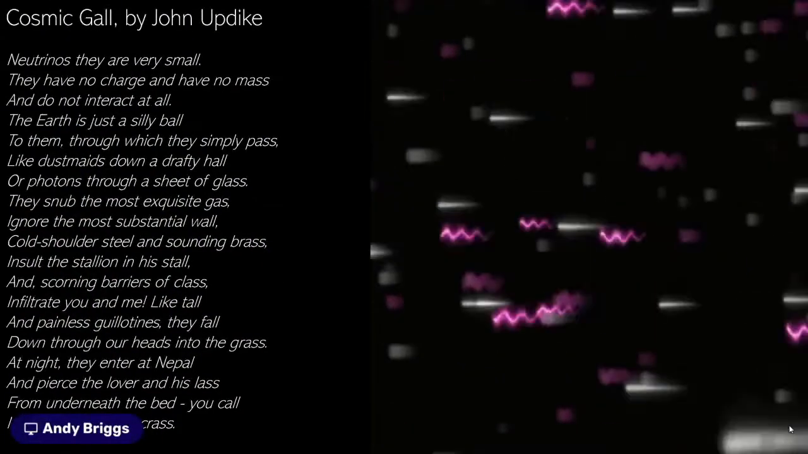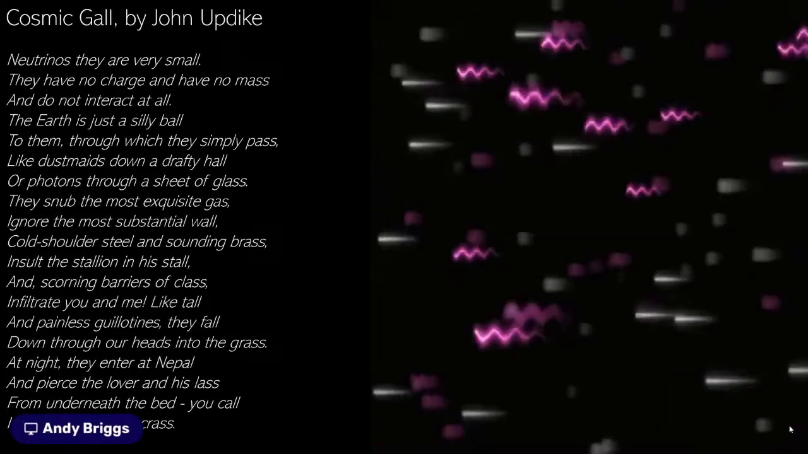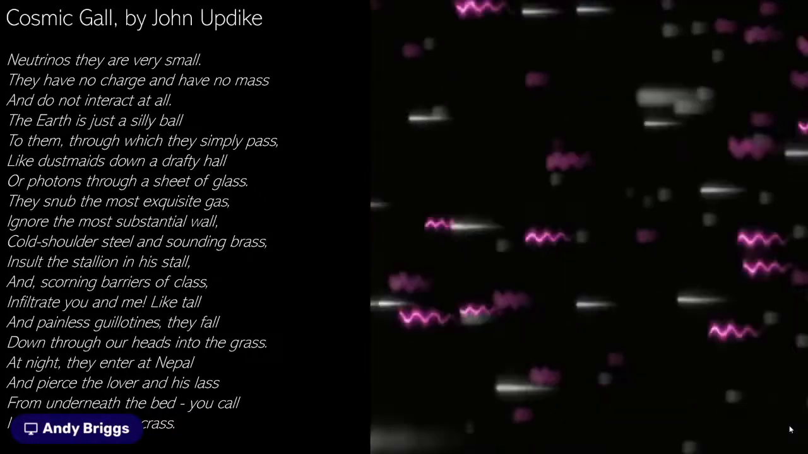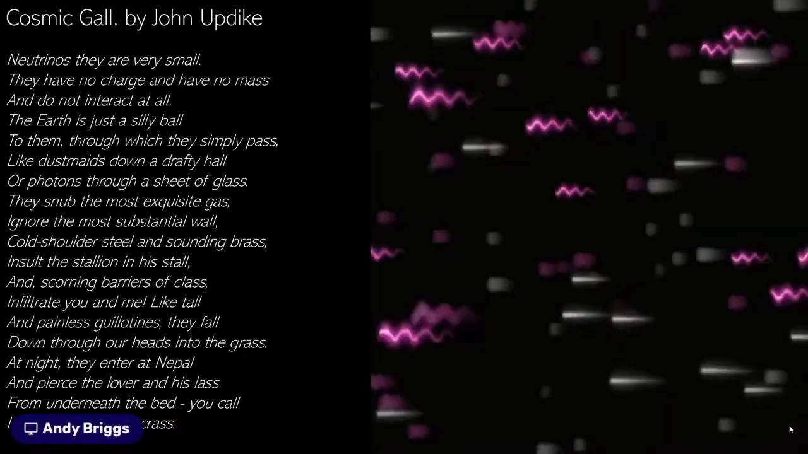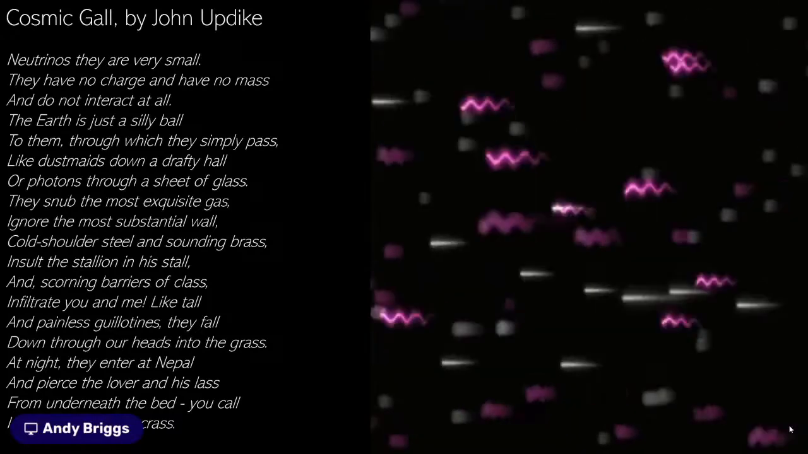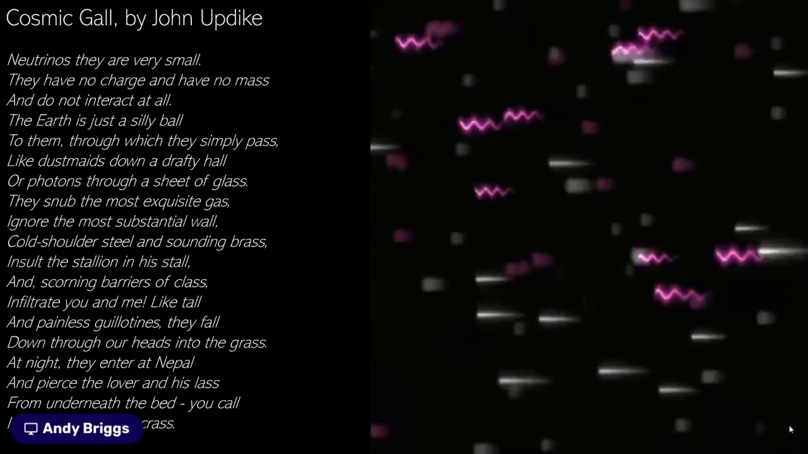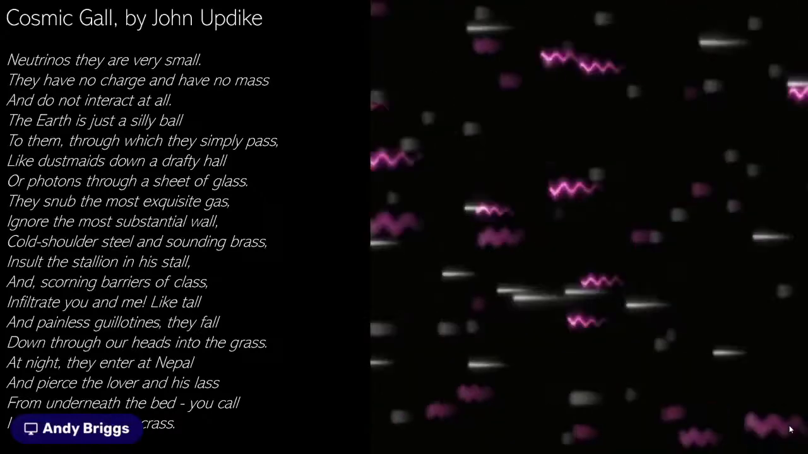And just to finish, I'd like to read this. It's a poem by, of all people, John Updike, who chose to write about neutrinos, and it's called Cosmic Gall. Neutrinos, they are very small. They have no charge and have no mass and do not interact at all. The Earth is just a silly ball to them through which they simply pass like dustmaids down a drafty hall or photons through a sheet of glass.